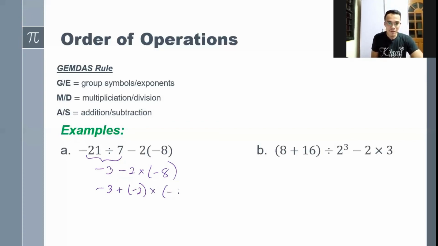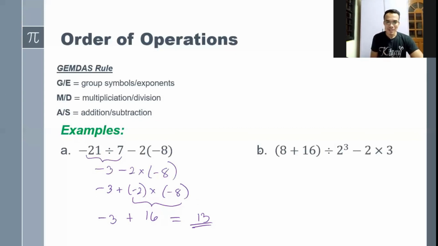Times negative 8. So this time I can multiply negative 2 and negative 8. Both numbers have the same sign, so the answer is positive 16. I'm just going to copy the rest of the terms here, negative 3 plus. And negative 3 plus 16, both numbers have different signs, so we're going to subtract their absolute values. What's the difference between 16 and 3? It's 13. And what's the sign of the bigger number? It's positive, so 13 is the final answer.